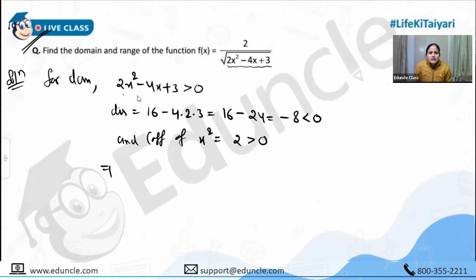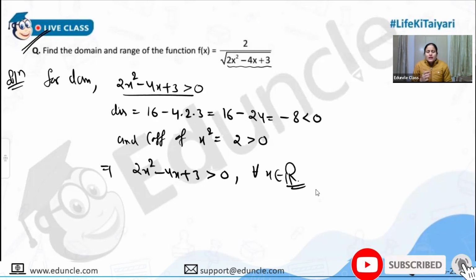So this implies this quadratic expression 2x square minus 4x plus 3 is strictly greater than 0 for all x belonging to R. Yes or no? I gave you a result on the quadratic expression. If you have a quadratic expression whose discriminant is less than 0, then based on the coefficient of x square, you can easily tell whether your quadratic expression is greater than 0 or less than 0. If the coefficient of x square is positive, then the quadratic expression is going to be positive for all x in R. And if the coefficient of x square is negative, then the quadratic expression is less than 0 for all x in R. Correct na?